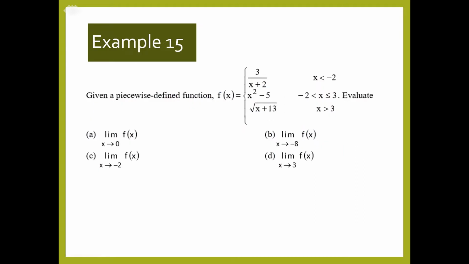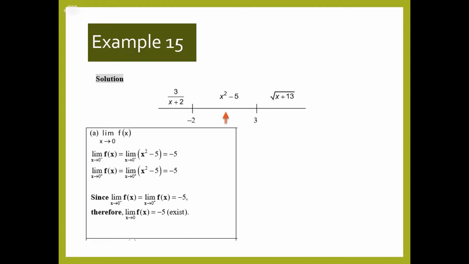Proceed with the last example, which is on the piecewise function. For a, to find the limit of fx, first you need to identify the function to be used. As x equal to 0 is greater than -2 but less than 3, the function is referred to x squared minus 5. As the limit from the left is equal to the limit from the right, that is equal to -5, we can conclude that the limit of the given function as x approach to 0 is equal to -5.